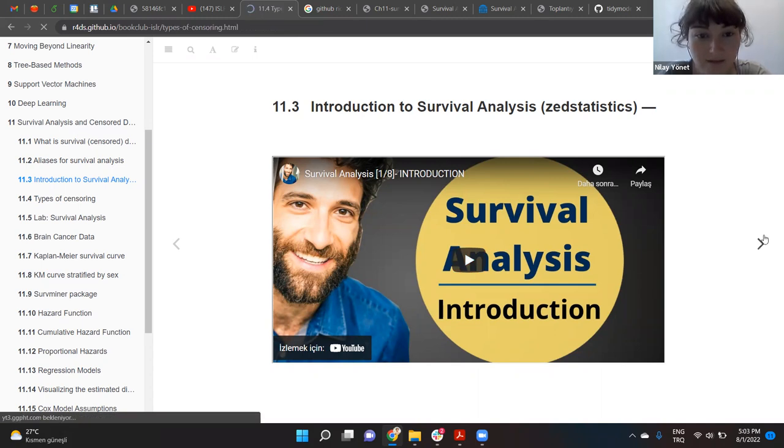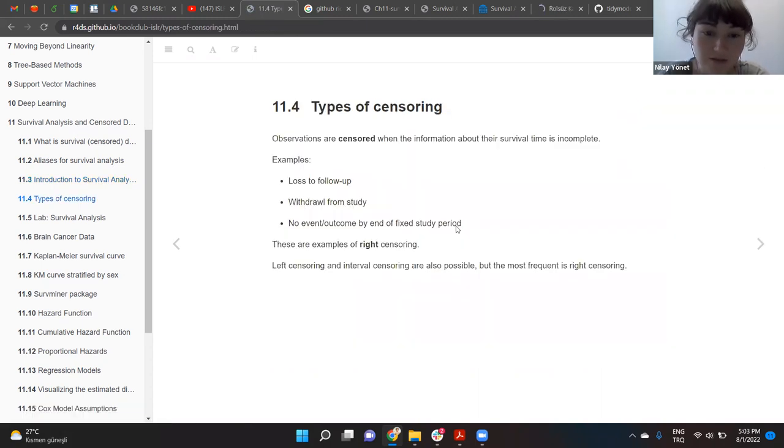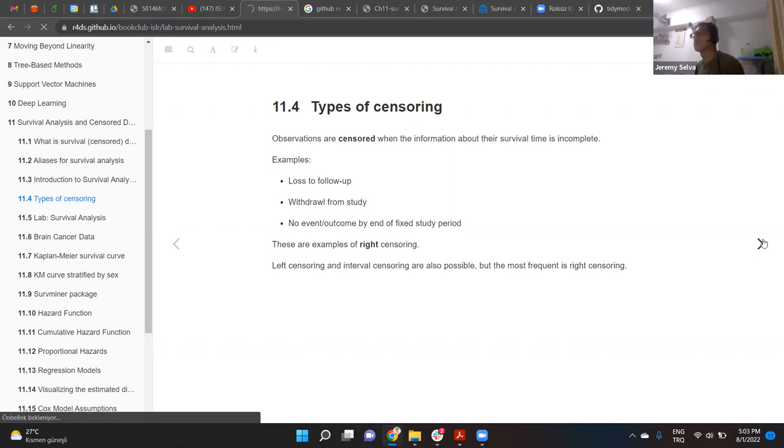And types of censoring: generally we will use right censoring, but there are other types of censoring as well. After right censoring, the most common ones are left censoring and interval censoring, but there are even more censoring types, but we will use right censoring as I told you earlier.